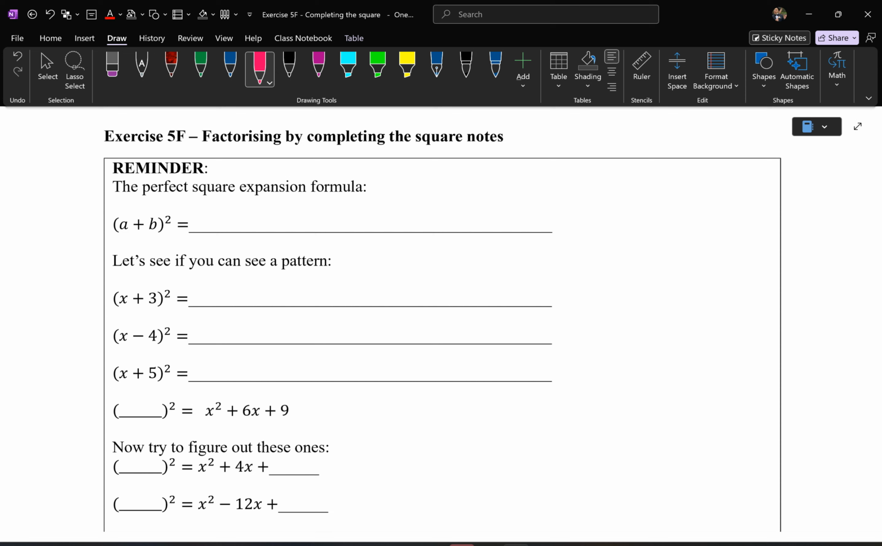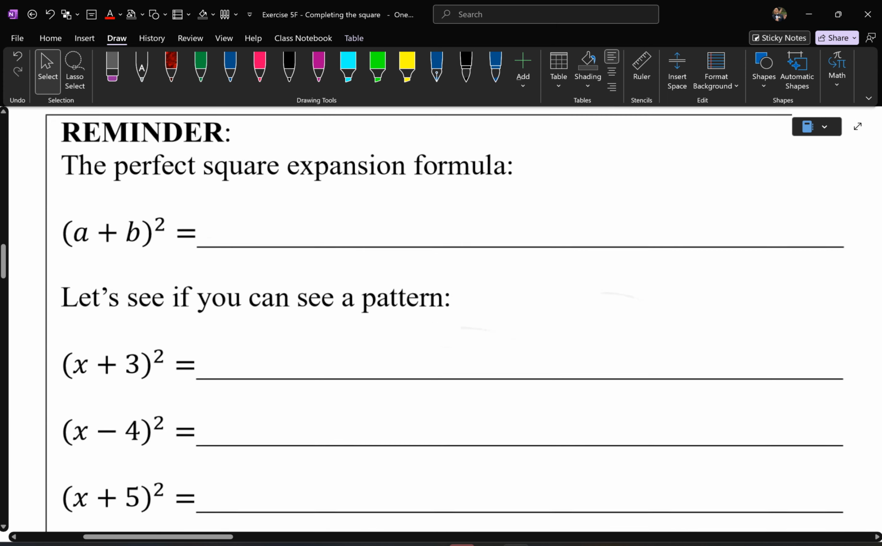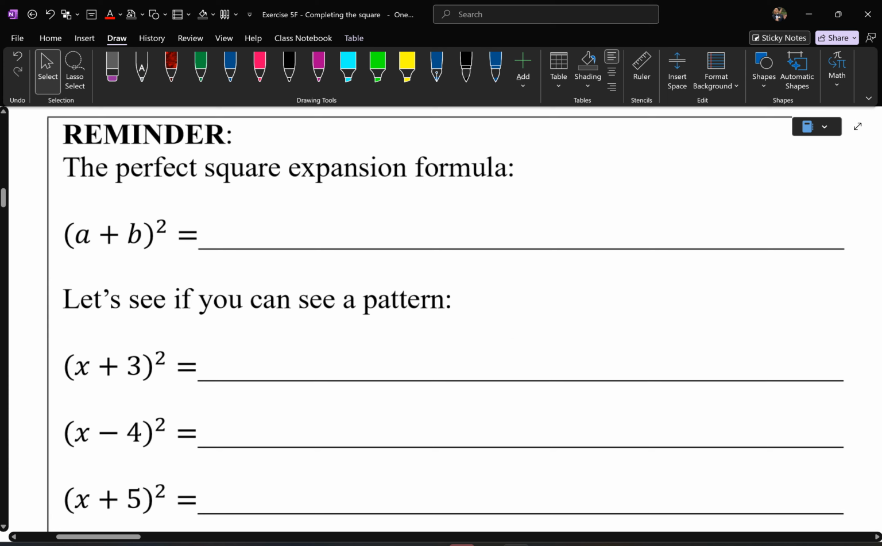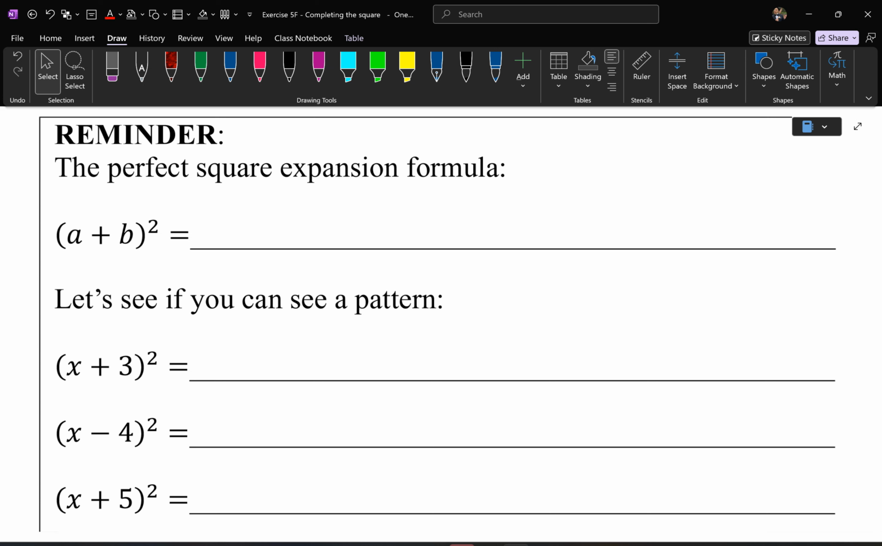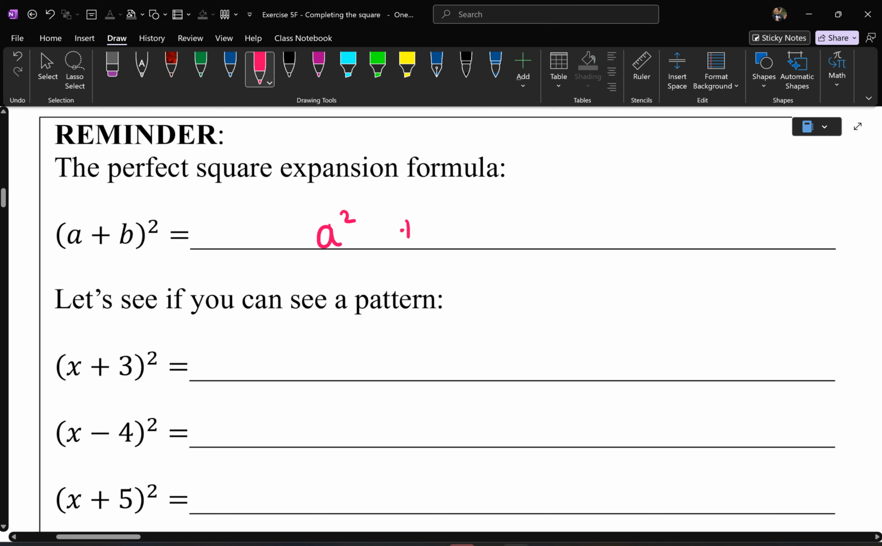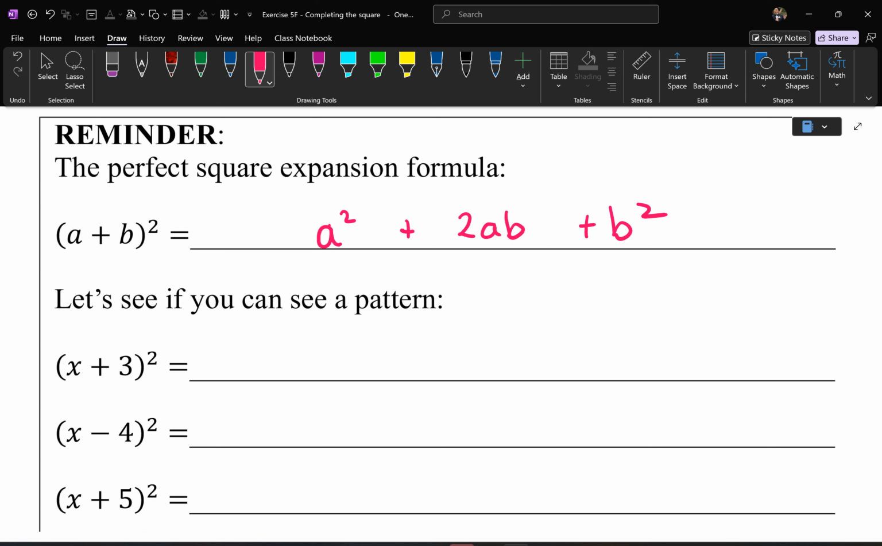Yeah? Here we go. It all comes back to the very first exercise you did. It was exercise 5A, expanding. So let's remind ourselves. A plus B squared. What was the formula again to quickly expand this bracket? Yes, Yuna. Beautiful. So let's practice it then. Let's recap on 5A. Toby, can you expand this for me quickly?